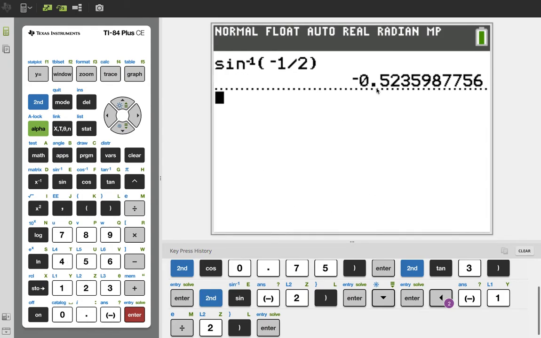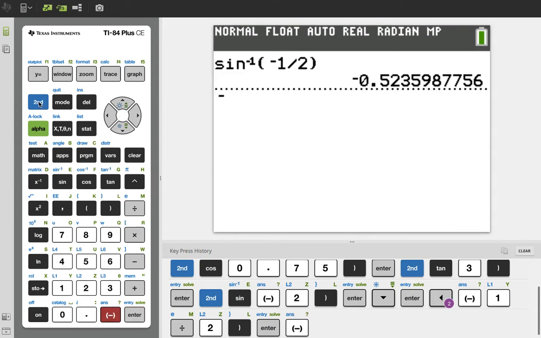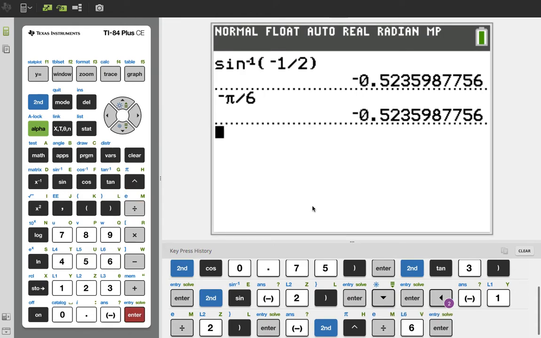So I'm getting -0.524. Now if I plug in -pi/6, I get -0.524. And so I can see that while I'm doing these problems, if I forget my unit circle or something like that, and I'm unsure about my answer, I can always reference the calculator there.